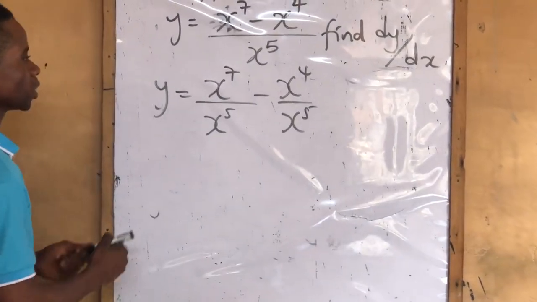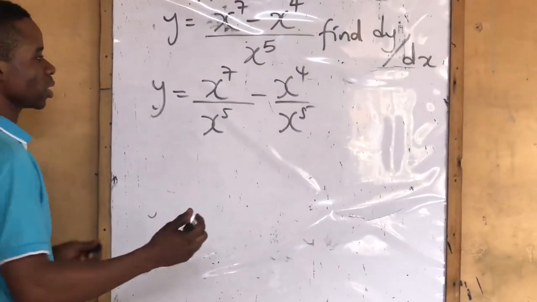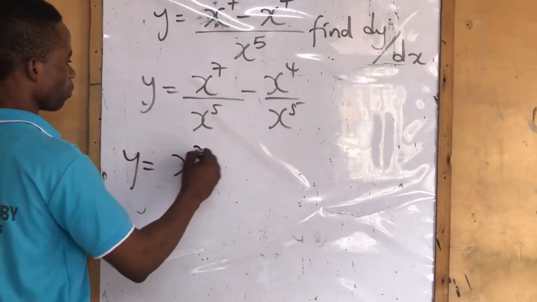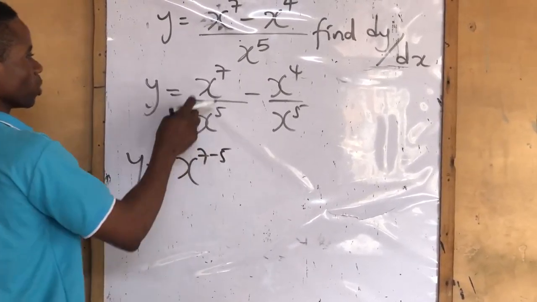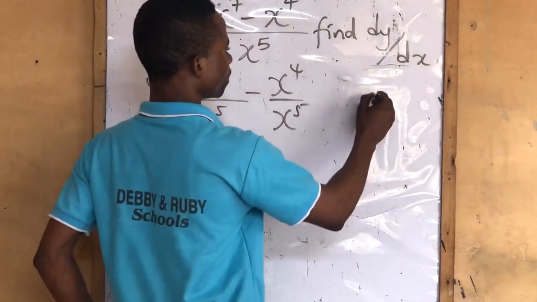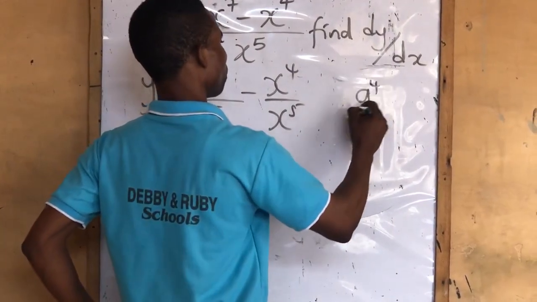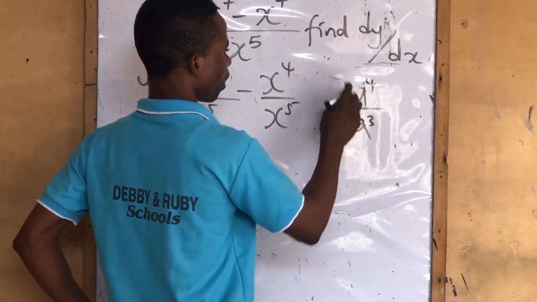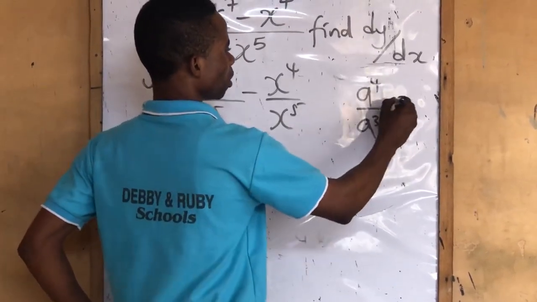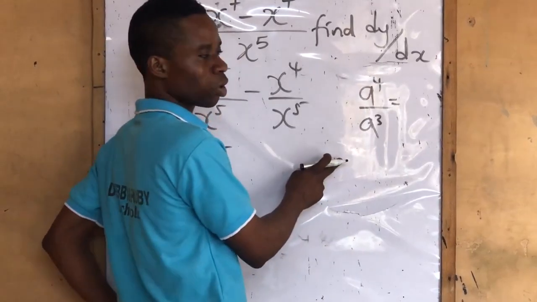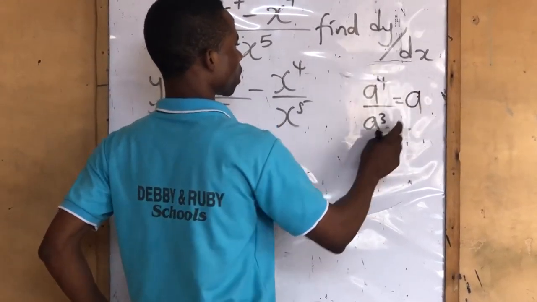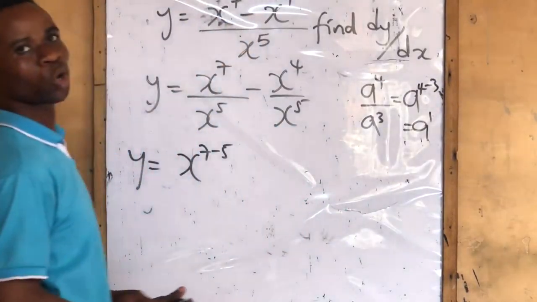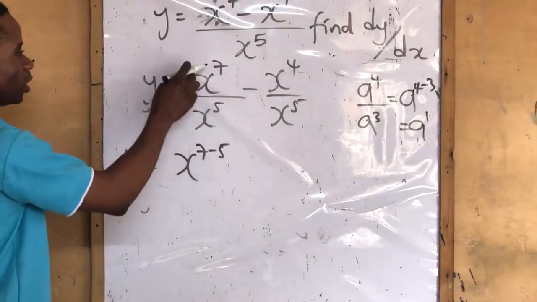Now that I've written it like this, now law of indices, it will become y equals to x raised to the power 7 minus 5. Because in our law of indices, when we have something like this, a raised to the power 4 all over a raised to the power 3, they are the same base. We have the same base, the powers are different. And if you have a divisional law, you just take one base and we subtract the power, a raised to the power 4 minus 3. That will be a raised to the power 1. That's our law of indices. So the same thing I did, they are the same base.